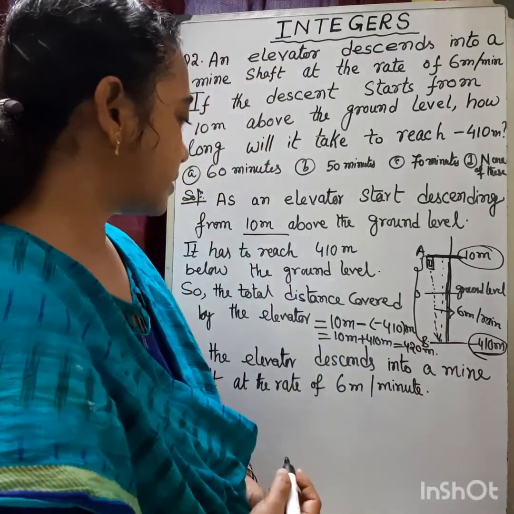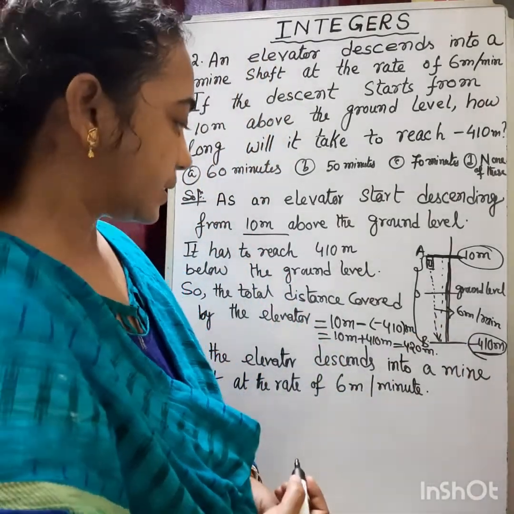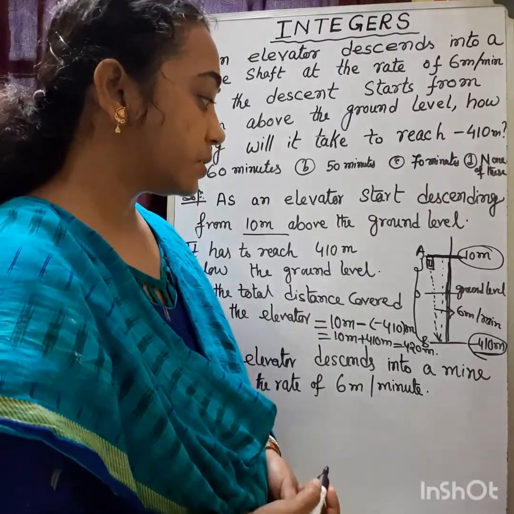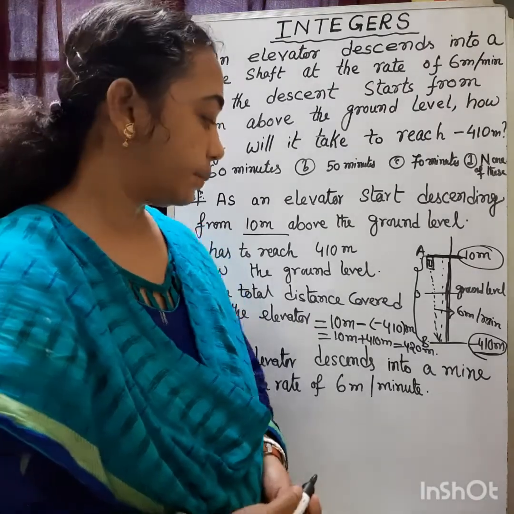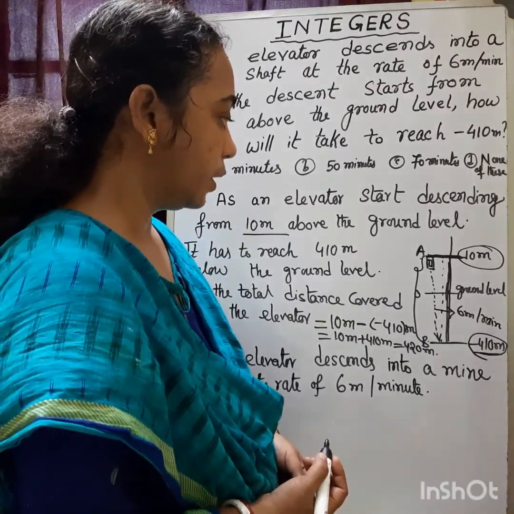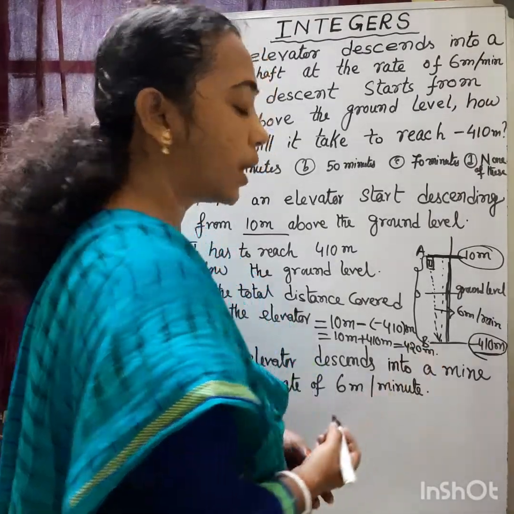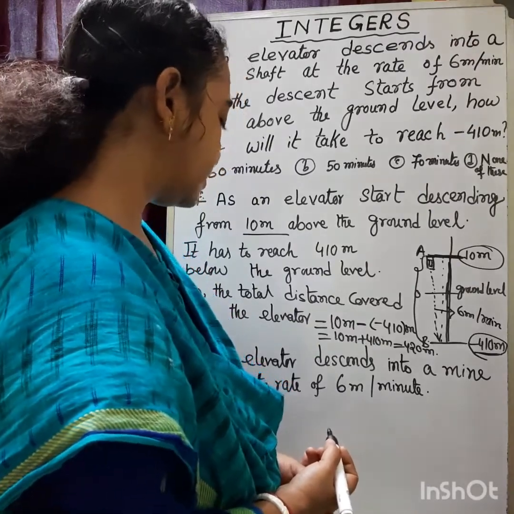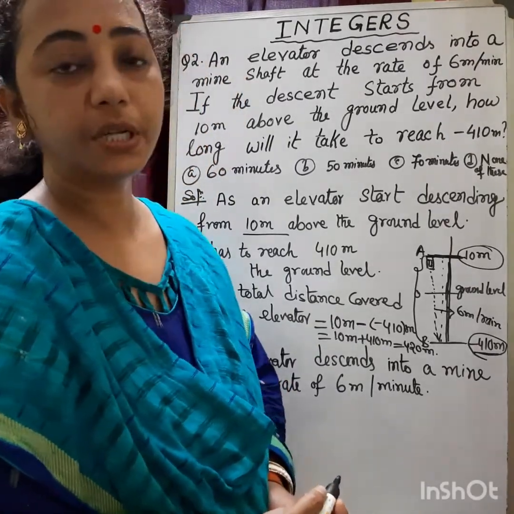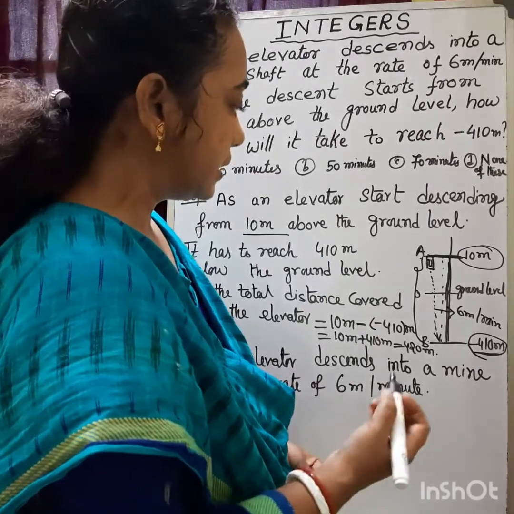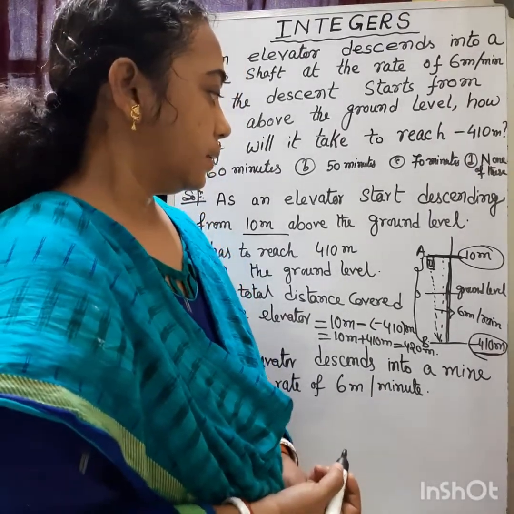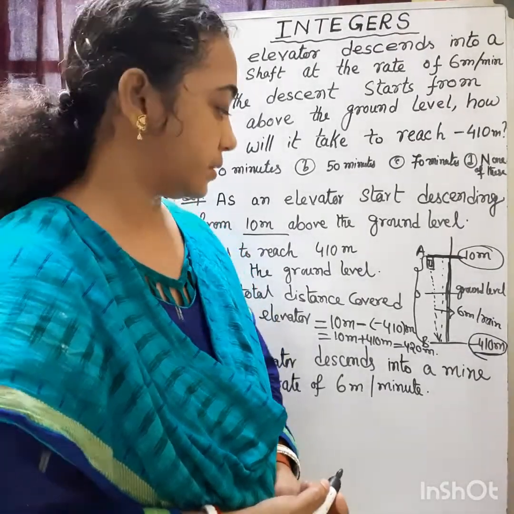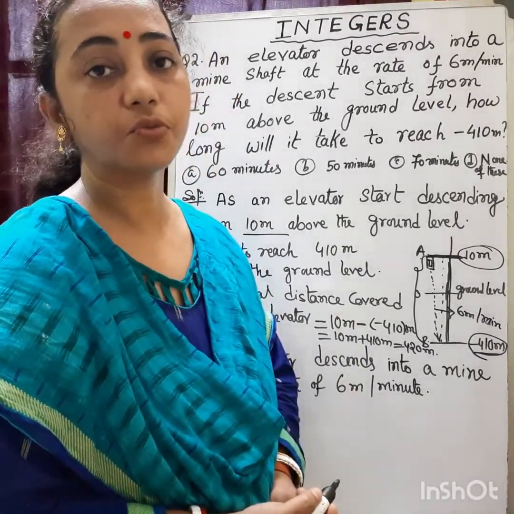So the total distance covered by the elevator, from 10 meter above the ground level to reach minus 410 meter, means the total distance covered between these 2 points is 420 meter. Now, the elevator descends into a mine shaft at the rate of 6 meter per minute. That means when it is moving downward and covering a distance of 6 meter, the time taken by it is 1 minute.